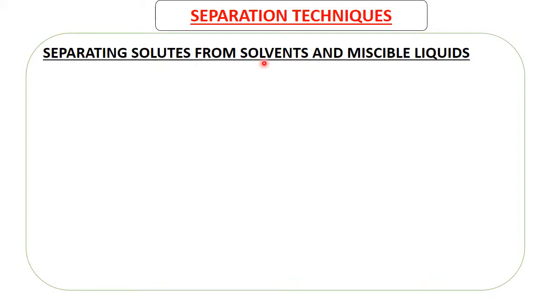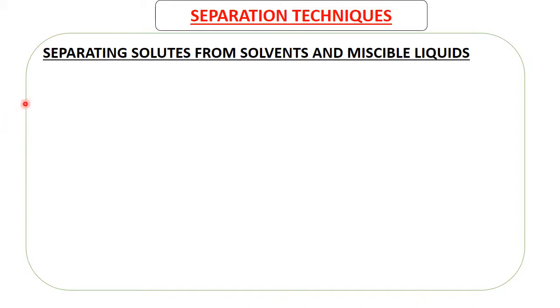because salt is a solute and water is a solvent. And the second part, miscible liquids, is a scenario where you mix two liquids which mix thoroughly, like ethanol and water. Remember, for immiscible liquids we use a separating funnel, but for miscible liquids, what can we use? This is what we're going to study in this video.